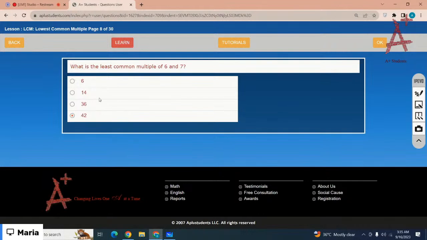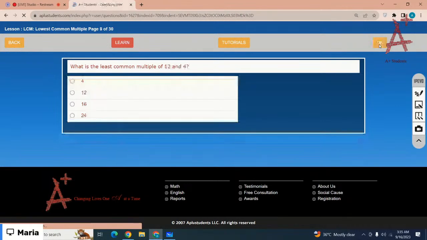And another way is to see that 42 is divisible by both 6 and 7. Only 42 is the number that is divisible by both 6 and 7. 6 is divisible by 6 only. 14 is divisible by 7 only. 36 is divisible by 6 only. But 42 is the number that can be divided by both 6 and 7, right? So 42 is the least common multiple.